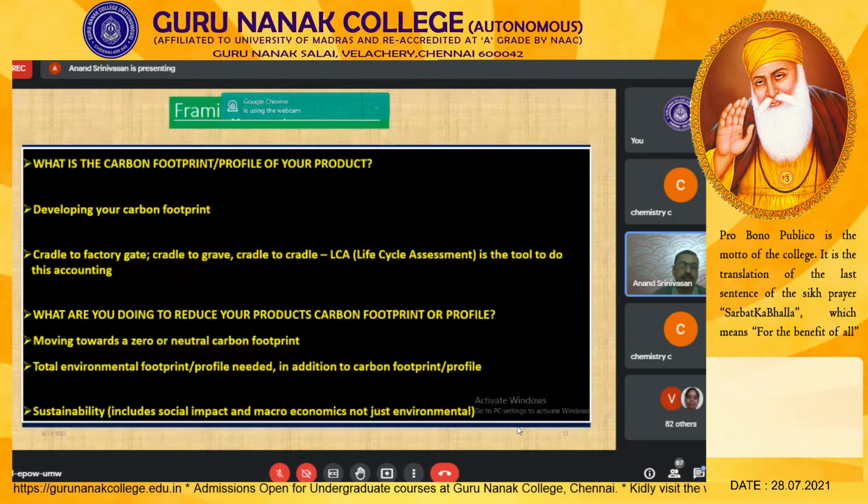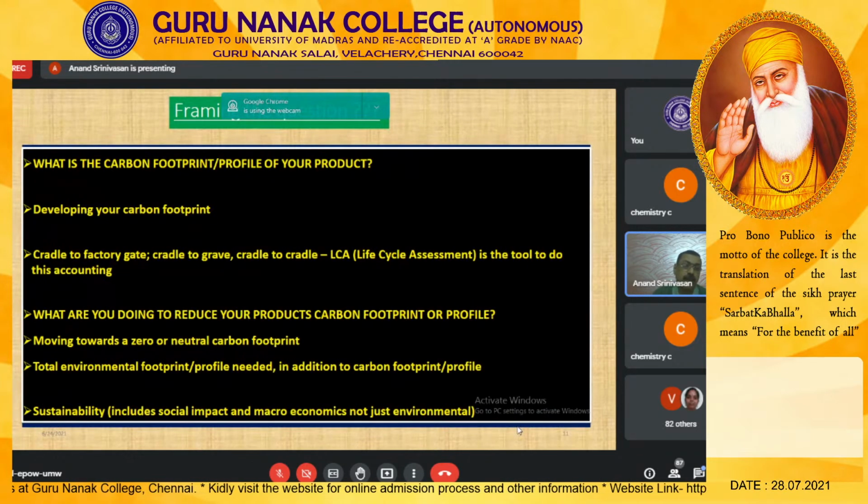What is the carbon footprint or profile of your product? Have you ever thought of this? This carbon footprint concept is catching up like anything. What is the amount of carbon dioxide that is released to the atmosphere for any material that you produce? Are you developing your own carbon footprint? Supposing I use a biomaterial, what happens to its carbon footprint? You have to compare the carbon footprint of your synthetic polymer as well as your biopolymer, and then try to have an understanding between them.